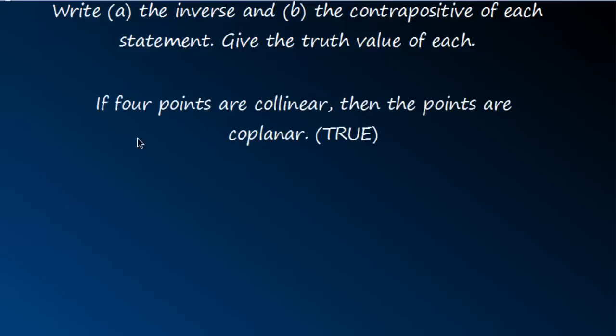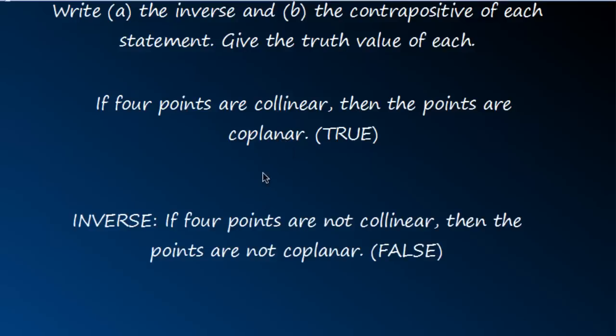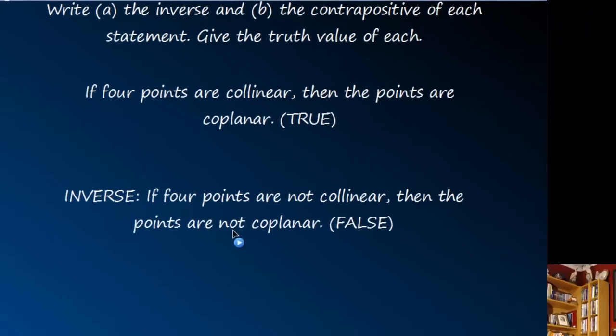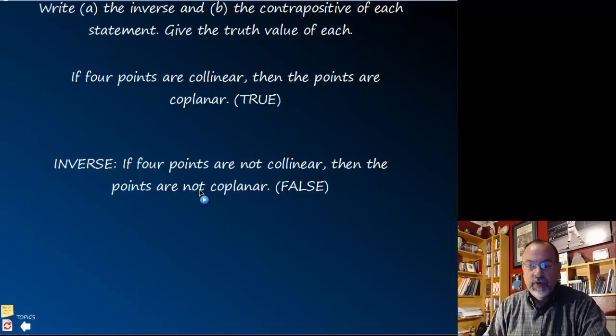All right, one more statement. If 4 points are collinear, then the points are coplanar. That's true. The inverse then, if the 4 points are not collinear, then the points are not coplanar. That is false. Okay? 4 points cannot be on the same line but still be in the same plane. So again, conditional true, inverse false.